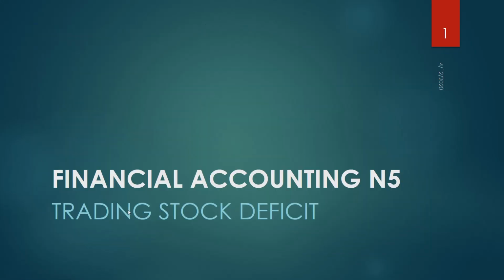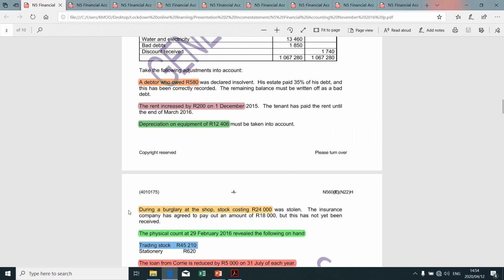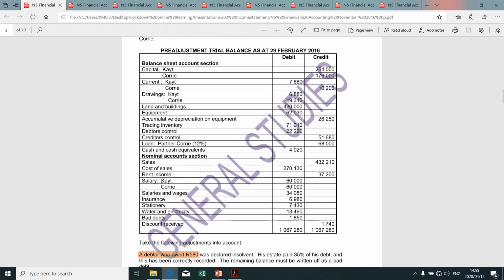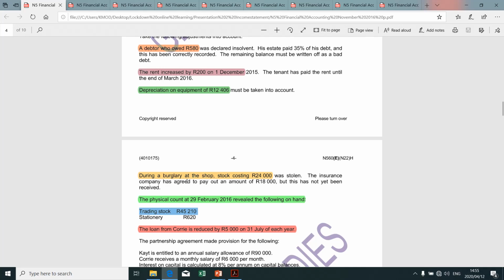Let's quickly go to the calculations. There we go. Firstly, we want to determine the trading stock prior to the physical stock count. What I mean exactly is that if you go to the question paper, you'll realize that in terms of the pre-adjusted trial balance under your balance sheet section, our starting value of trading stock was 71,010. However, if you go to your adjustments, you'll realize that that adjustment in orange relates to a burglary.